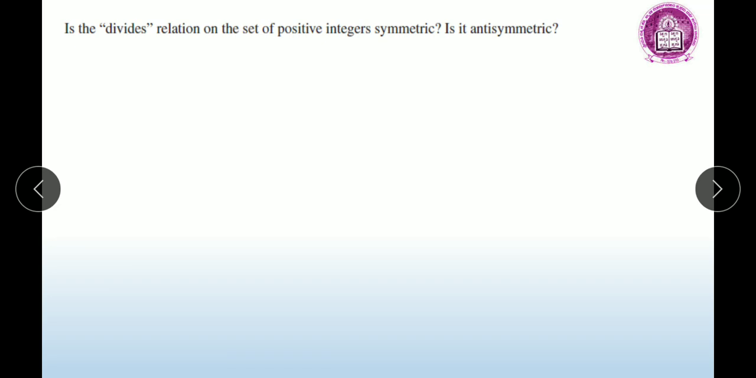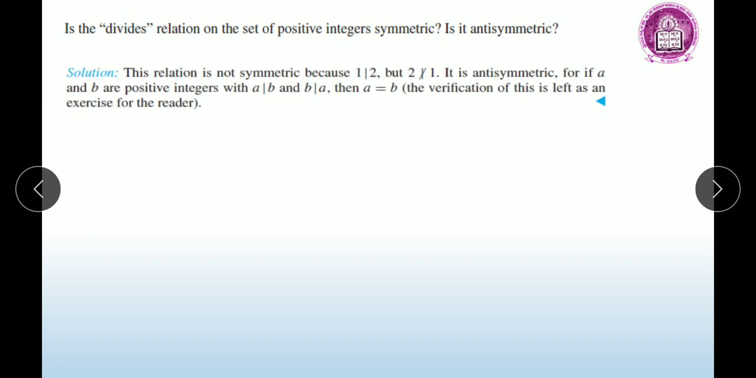Again, let us ask about the divides relation on the set of positive integers. Is it symmetric? Is it antisymmetric? The relation is not symmetric because 1 divides 2 but 2 does not divide 1. It is antisymmetric, for if A and B are positive integers with A divides B and B divides A, then definitely A is equal to B. You can just verify this. This is straightforward.